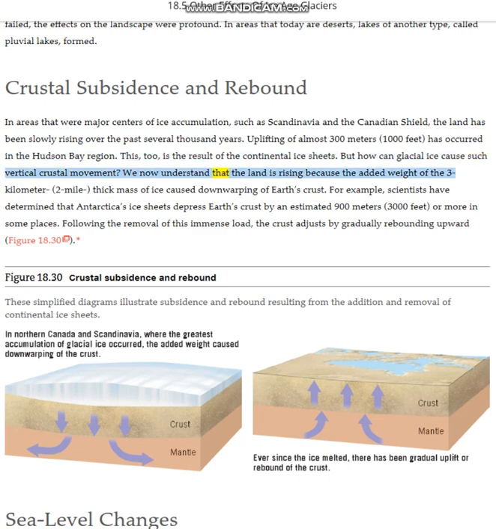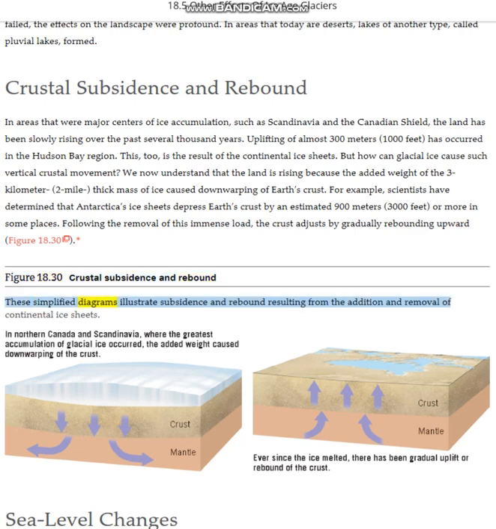We now understand that the land is rising because the added weight of the 3-kilometer, 2-mile, thick mass of ice caused downwarping of Earth's crust. For example, scientists have determined that Antarctica's ice sheets depress Earth's crust by an estimated 900 meters, 3,000 feet, or more in some places. Following the removal of this immense load, the crust adjusts by gradually rebounding upward, figure 18.30. Figure 18.30 Crustal subsidence and rebound.